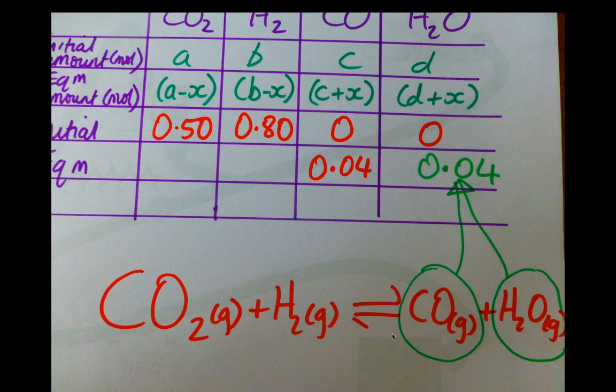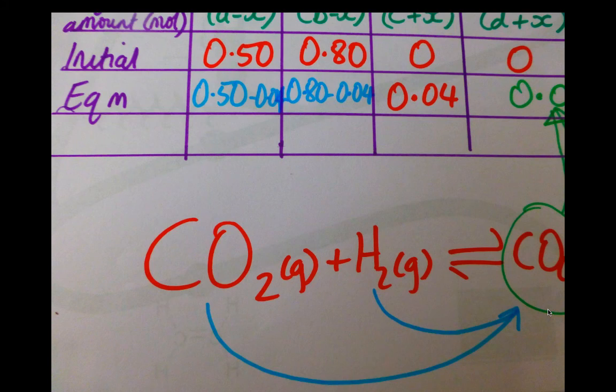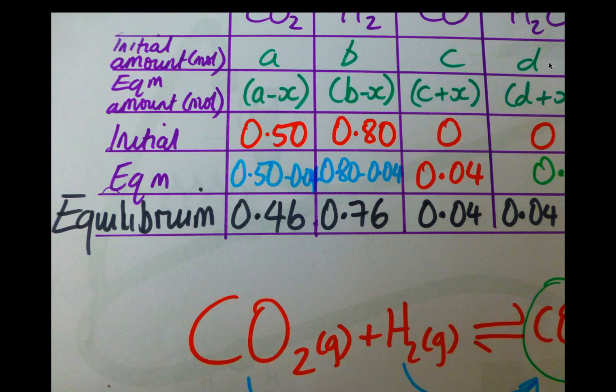And we also know that if we're gaining 0.04 moles of carbon monoxide, we must have also gained 0.04 moles of water. We know that each time this reaction happens, we get an equal number of moles of these two here. Okay, so we must have lost 0.04 moles from this side of each of these reactants. And then we're gaining 0.04 moles on the other side.